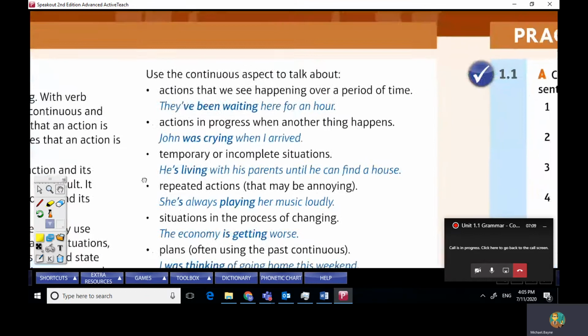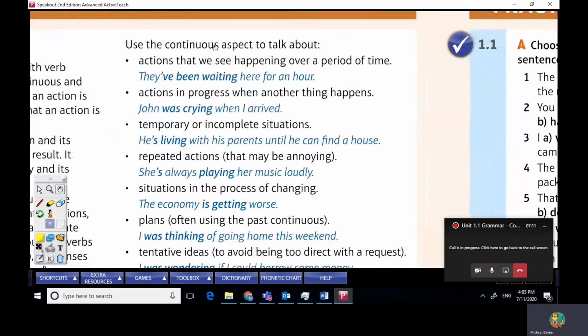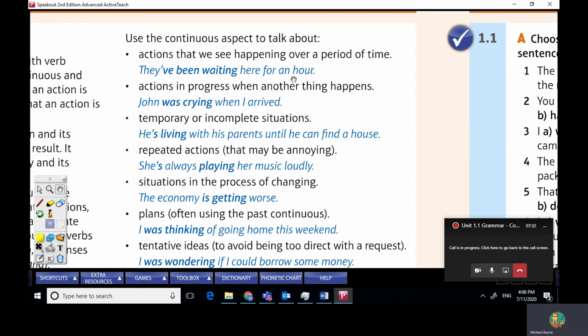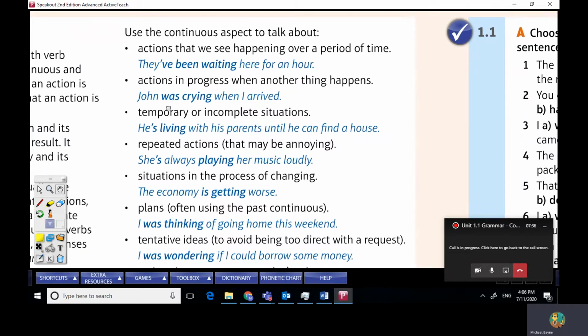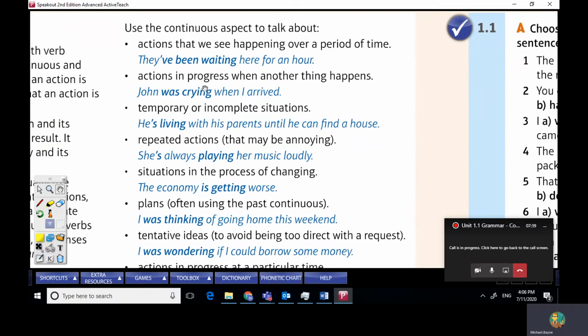So let's look at some examples. We use the continuous aspect to talk about several things. First, actions that we see happening over a period of time. They've been waiting here for an hour. So this whole hour they've been waiting and waiting and waiting. So it's over that period of time. Especially when you get this "for" with a period of time, that's a big hint that you're going to be using continuous aspect. We also use it when we talk about actions in progress when another thing happens.